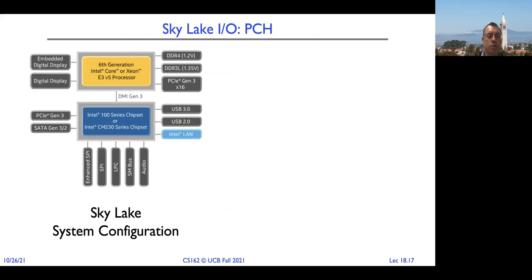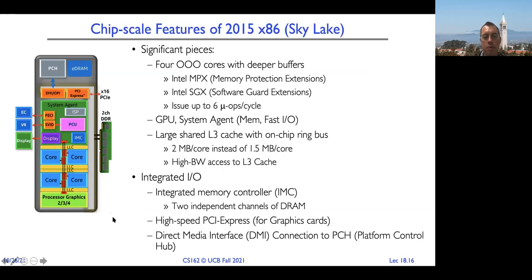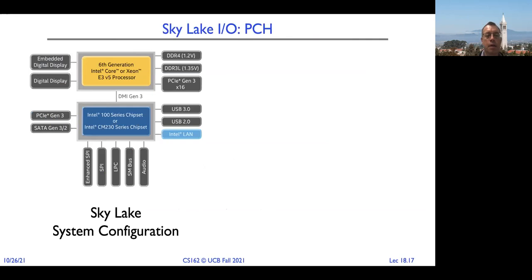This is another way to look at it. This is again the Skylake system configuration. This is the same GPU here. It's pretty old, but the ones today are not very different.